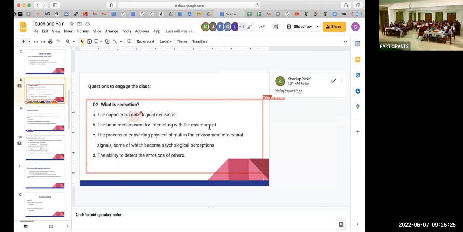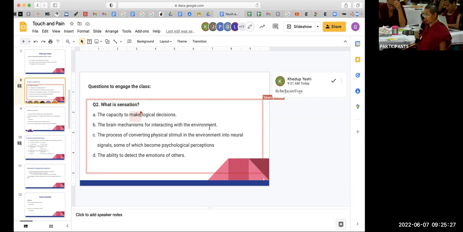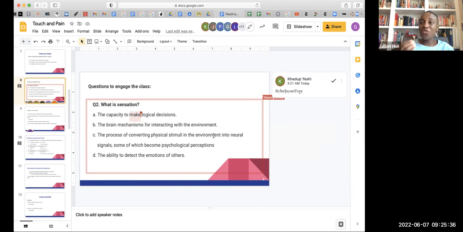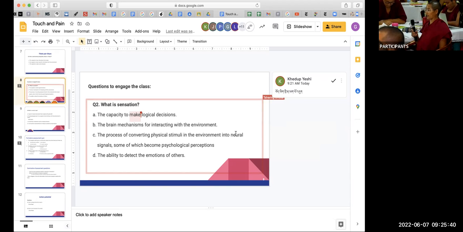Yes. I think B is not really talking about the sensation, like physical. When we talk about the sensation, it's more about the sense. So it's the physical symptoms. Yes, the physical sense, stimuli. It's what's in the environment.